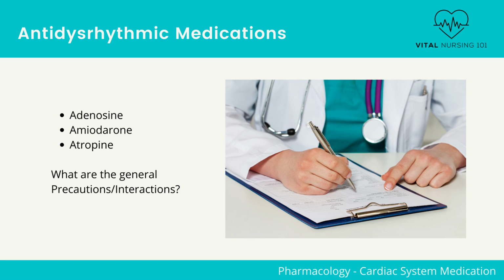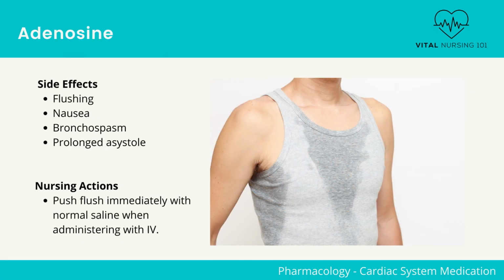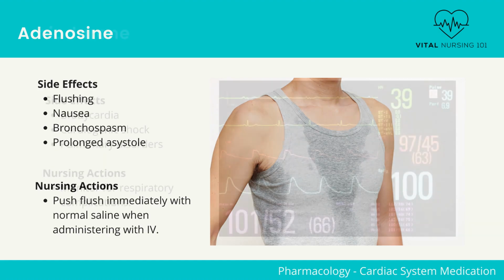Let's now focus on one medication at a time when talking about side effects and nursing actions, starting with adenosine. The adverse effects of this medication are flushing, nausea, bronchospasm, and prolonged asystole. Nursing interventions include pushing a flush immediately with normal saline when administering with rapid IV.